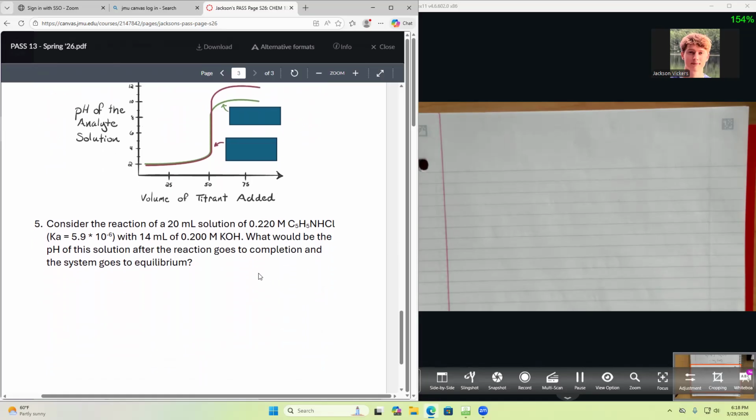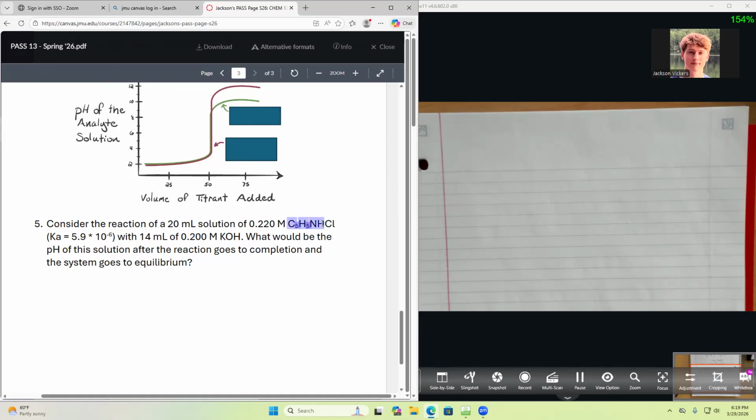And then this last one, do we want to do it? It's a Henderson-Hasselbalch problem. Let's do the extra practice. All right. So we have here a 20 milliliter solution of 0.22 molarity C5H5NHCl. And we're adding in 14 milliliters of 0.2 molarity KOH. So KOH, what is this? What is potassium hydroxide? Strong base. Yep. So we're titrating in strong base to this weak acid.